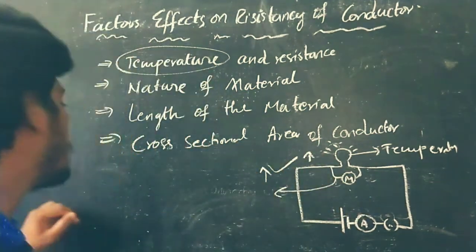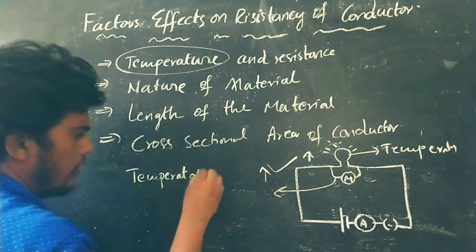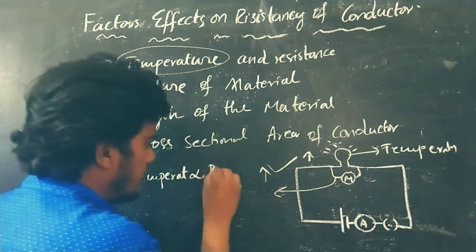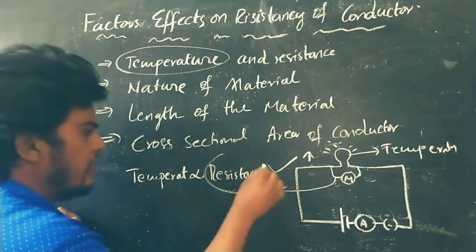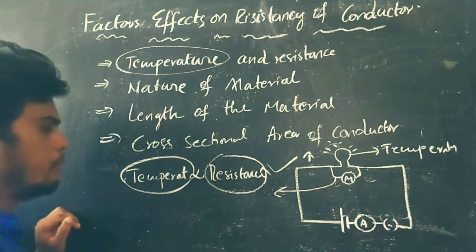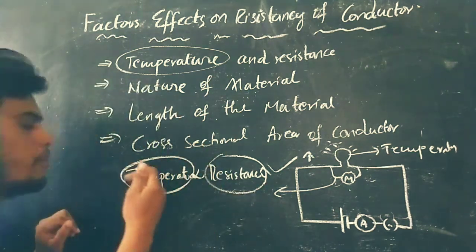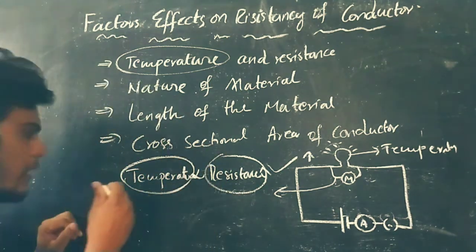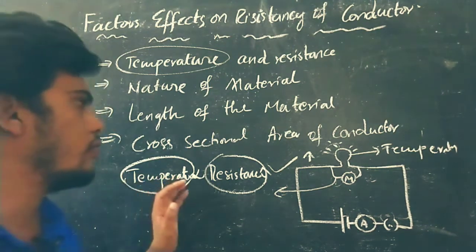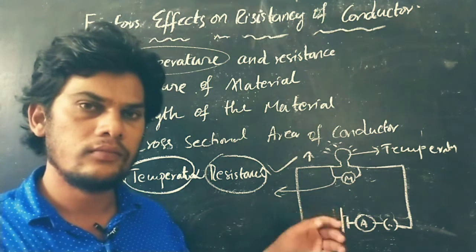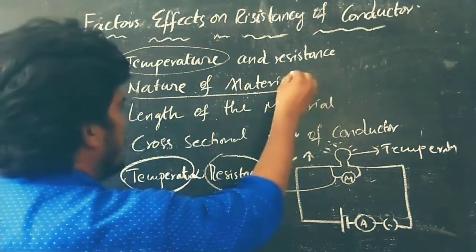That means what? Temperature T is directly proportional to the resistance R. You can write it another way, resistance is directly proportional to the temperature. So resistance increases means temperature also increases, and temperature increases means resistance increases. This is the relationship between temperature and resistance.